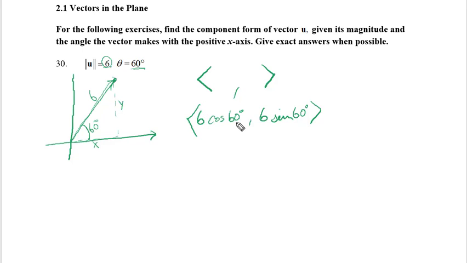Now, these angles are things that we can find exact values for, so we'll do that. And these are numbers which you should remember from trigonometry. I'll show you in class how to do these on a TI calculator in case you don't remember it. The cosine of 60 degrees is 1/2, and the sine of 60 degrees is √3 over 2. So this is 6 times 1/2, and this is 6 times √3 over 2, which would come out to be 3 and 3√3.